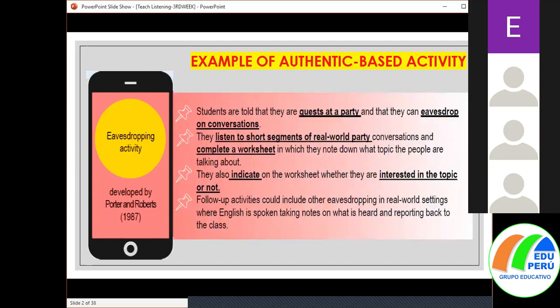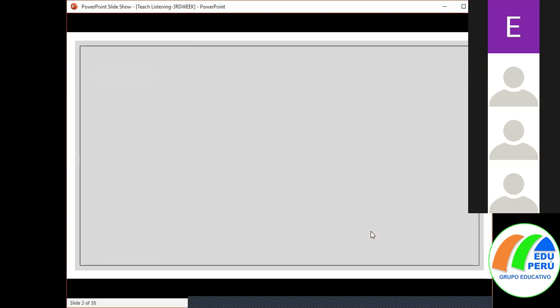And here you have this situation that you have to develop. This is one of the activities that we could do in order to develop the listening skill. We were talking about it, and this is just to review this aspect of authentic and pedagogic material. You have to mix authentic material with pedagogic material.